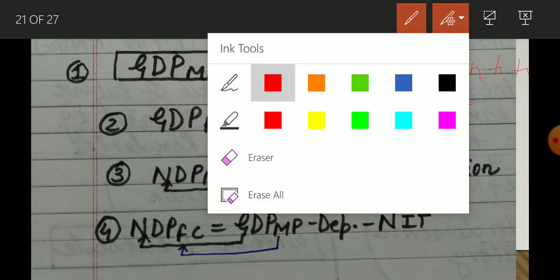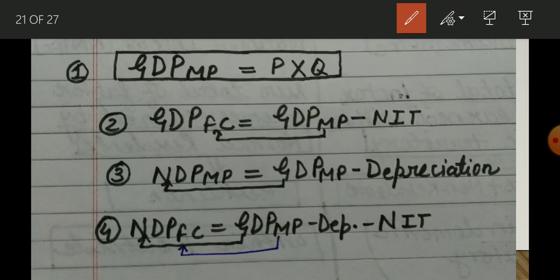Now, suppose GDP MP is given and you have to calculate GDP FC. So here you can see GDP is common. Here MP is given, here FC is given. So when we are moving from MP to FC, what do we have to do? We have to subtract NIT. So when we are going to calculate FC, we have to subtract NIT from market price.